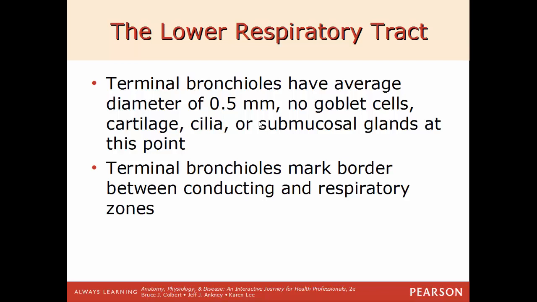The terminal bronchioles have an average diameter of about 0.5 millimeter. You still have no goblet cells, no cartilage, no cilia, and no submucosal glands at this point either. Now the terminal bronchioles mark the border between the conducting zone and the respiratory zone.